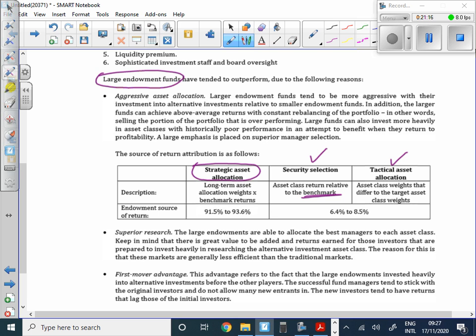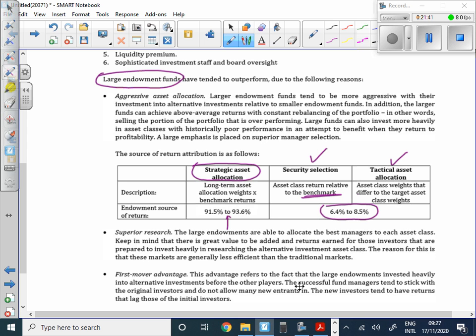And tactical, of course, is I try and move my asset weights around to try and take advantage of various opportunities within the market. But again, that's not giving you a whole batch of return. Most of the return comes from aggressive strategic allocation, sitting in alternative investments longer term, and that's where your return will come from. Okay, let's have a look.